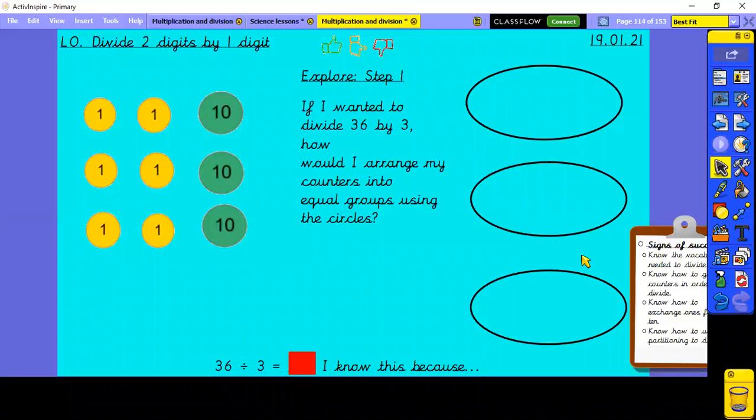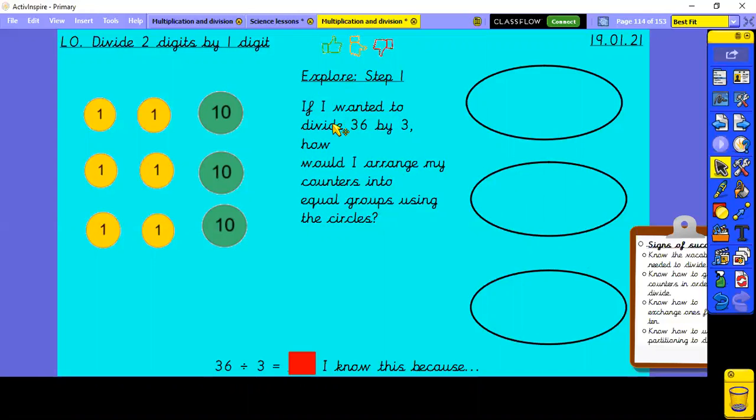Okay, class 5, now we're going to begin our step 1 input. If you do have some counters, it might be helpful for you to use them during this input, but don't worry if not, because I'll show you how we do it anyway, and you can draw it in your books. I've got a question on the board for us to look at.